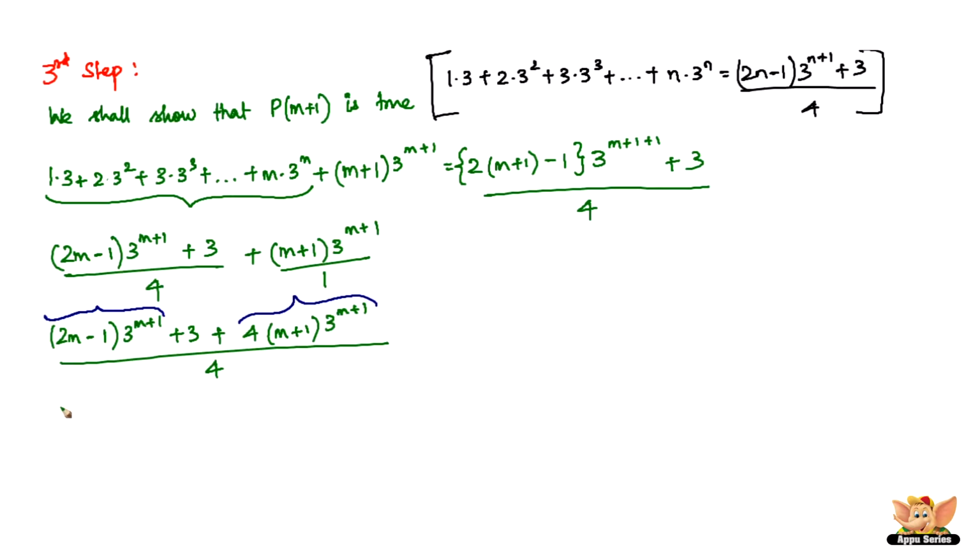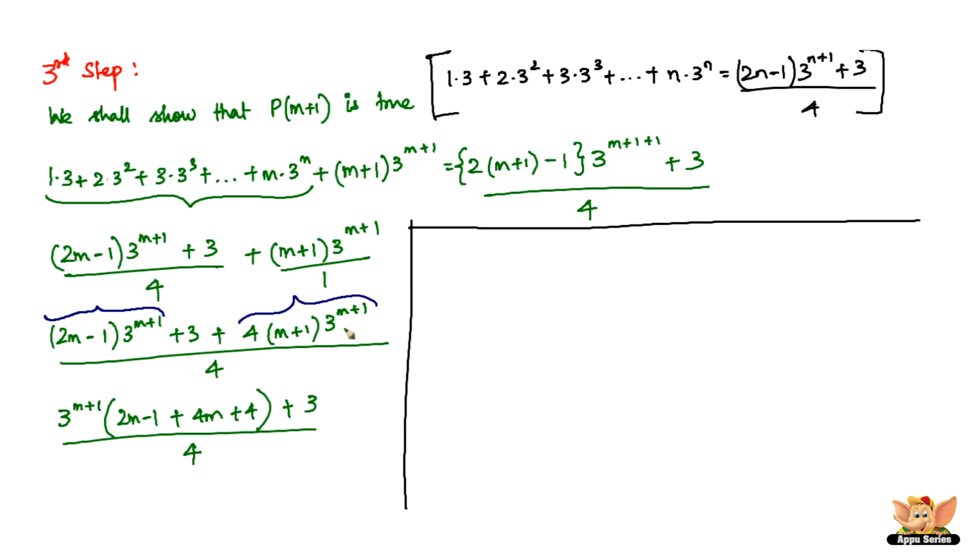So I'm going to factor out 3 to the power M plus 1. I'm going to take it out as common terms. So take out 3 to the power of M plus 1. You have 2M minus 1 plus, now while I take 4 times M plus 1 here, let me also multiply it. So 4 times M is 4M. 4 into 1 is 4. So here goes this. And then I've got this 3 separately. So I'm going to write it plus 3, the whole divided by 4.